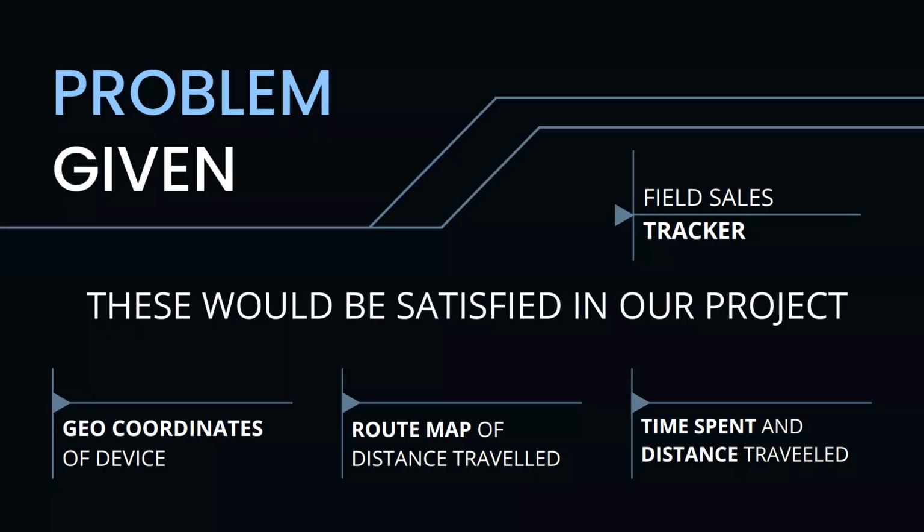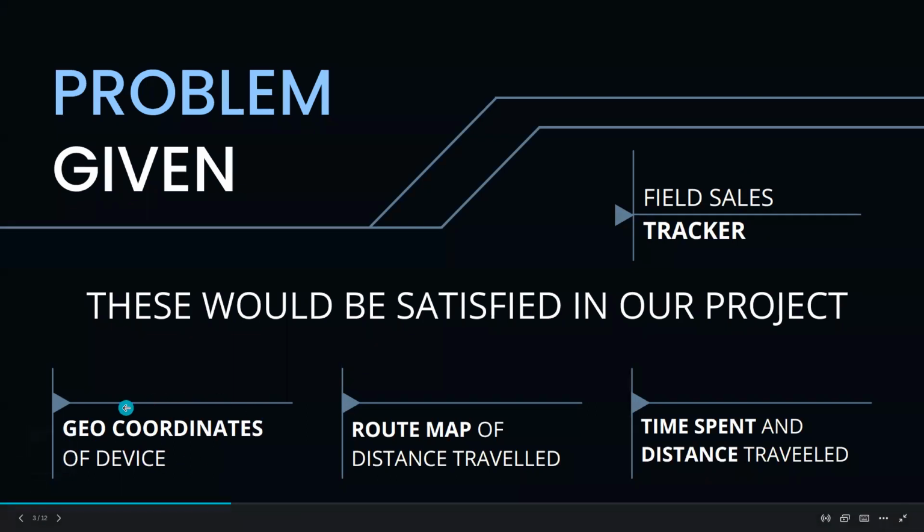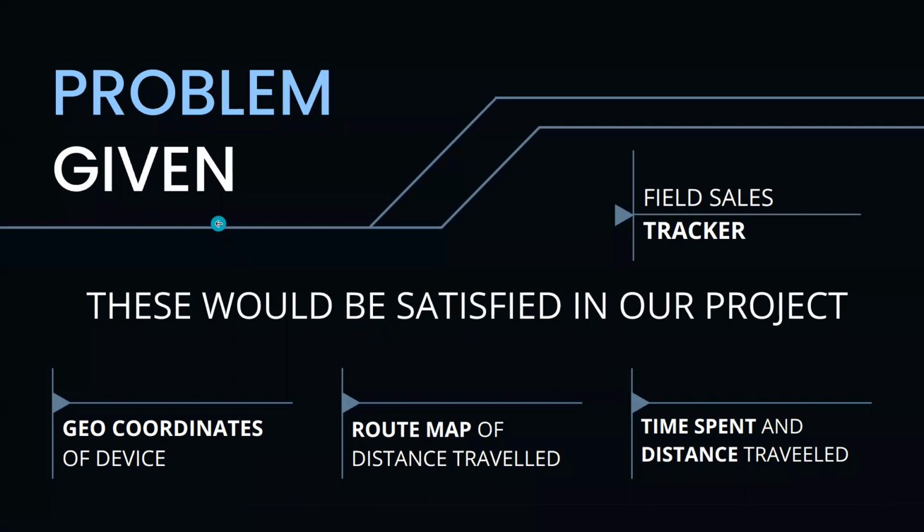done. So our problem statement given was that we should actually build a field sales tracker, which means, as I said, we have to track the particular employee and then get the geo coordinates of the device of the employee. And then a route map should be plotted along with the distance traveled at each place, and then the time spent over there, and again the distance traveled. So this is how our problem statement was given. And in our project, each and every single point was actually satisfied.